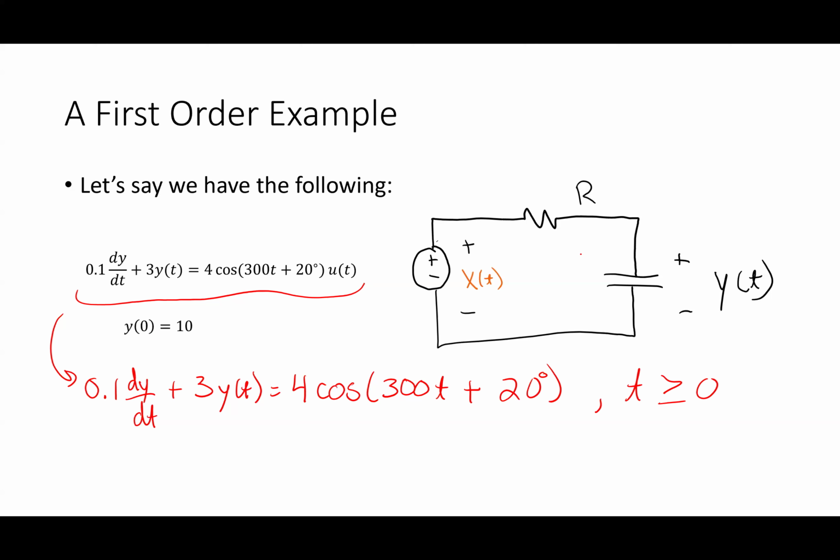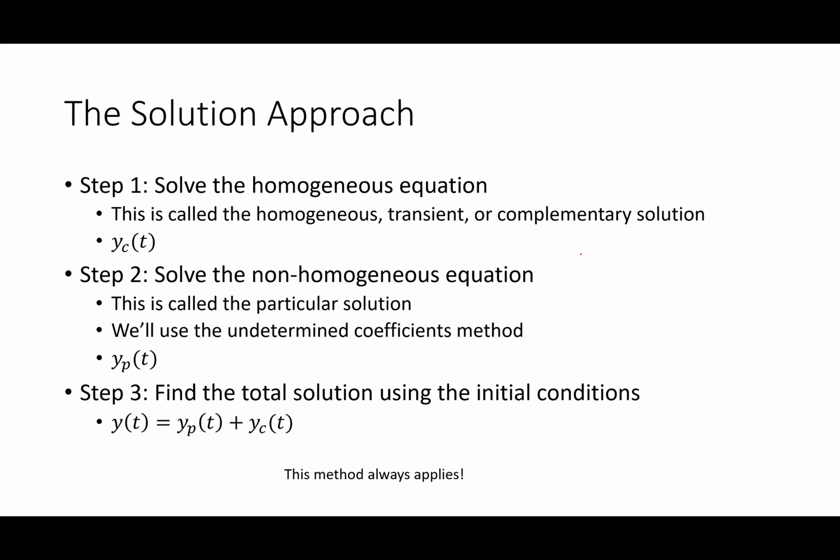All right. Now, what do we do to approach this thing? We solve the homogeneous, which gives us the transient response. Solve the non-homogeneous, which gives us the steady state or particular solution. And then step 3 is to basically combine those two things.